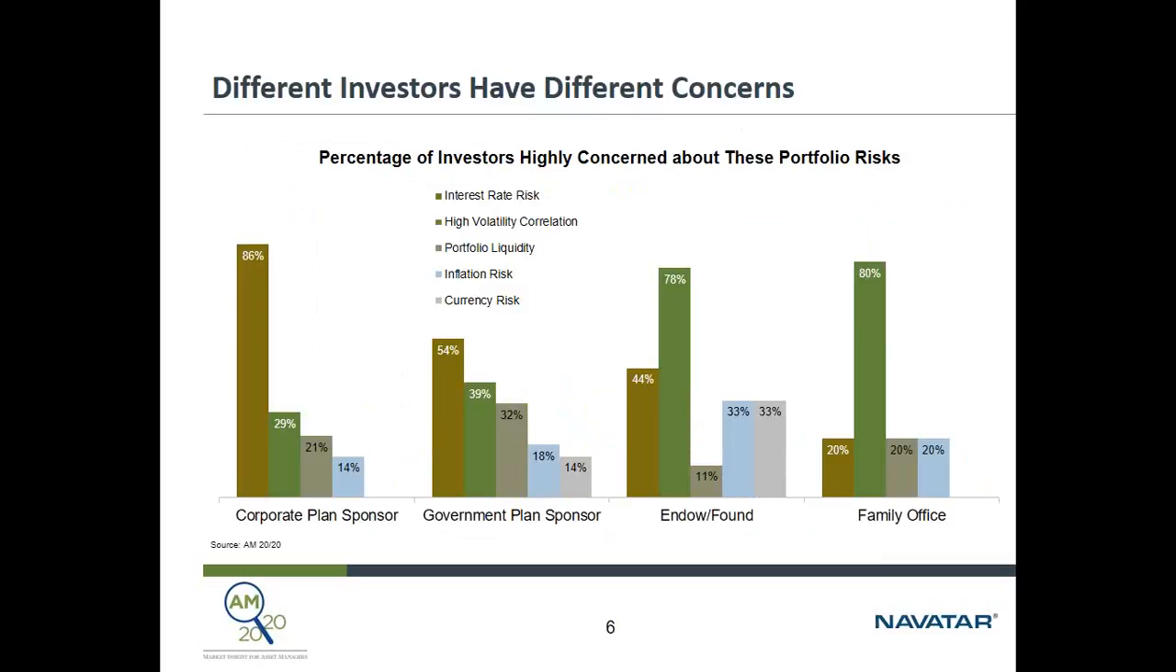If you turn to endowments, foundations, and family offices, however, on this page, they're not worried about interest rates, but they're very worried about the high correlation of volatility across their portfolios, which doesn't worry corporate plan or government plan sponsors. The main reason for that is that both endowments and foundations and family offices are living off their portfolios. They are drawing down at least the income and sometimes a little bit of the principal every single quarter. So they cannot afford a big drawdown. If they have even one big drawdown, it will take them years to make it up.